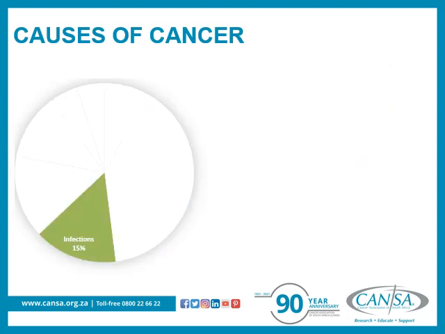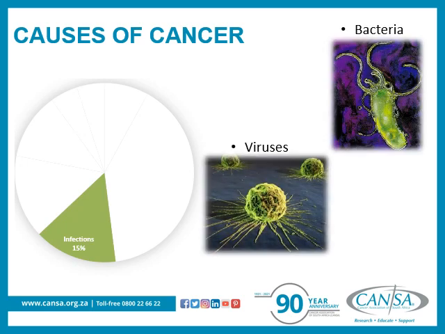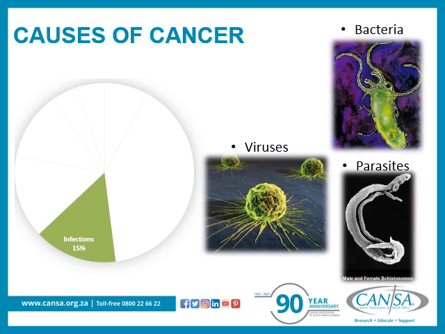Infections in the human body are caused by viruses, bacteria, or parasites. About 15% of cancers are caused by infections that, for various reasons, a person's immune system has not been able to resolve. Let's start by talking about viruses. The main viruses that can lead to the development of cancer in humans are the following. The Epstein-Barr virus. This is a very common virus that can cause nasopharyngeal cancer, which is cancer in the area at the back of the nose and the throat, and some types of lymphomas.